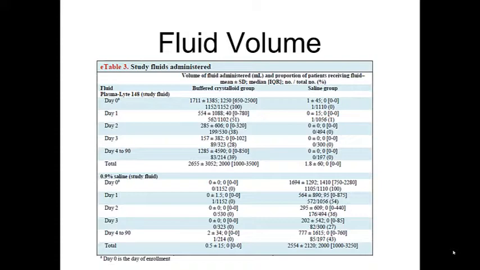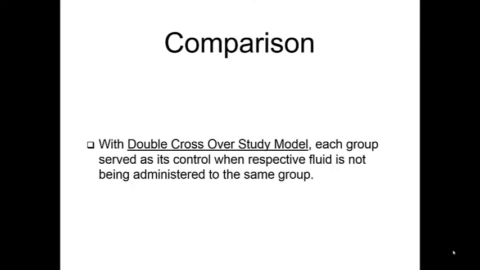And the fluid volume they administered was similar in both groups. In both the buffered solution and the saline groups, they administered a total of about 2 to 2.6 liters of fluid, with a major chunk of the fluid given on day 0, about 1 to 1.7 liters in both arms. But by the end, the total fluid given was almost 2.5 to 2.6 liters.